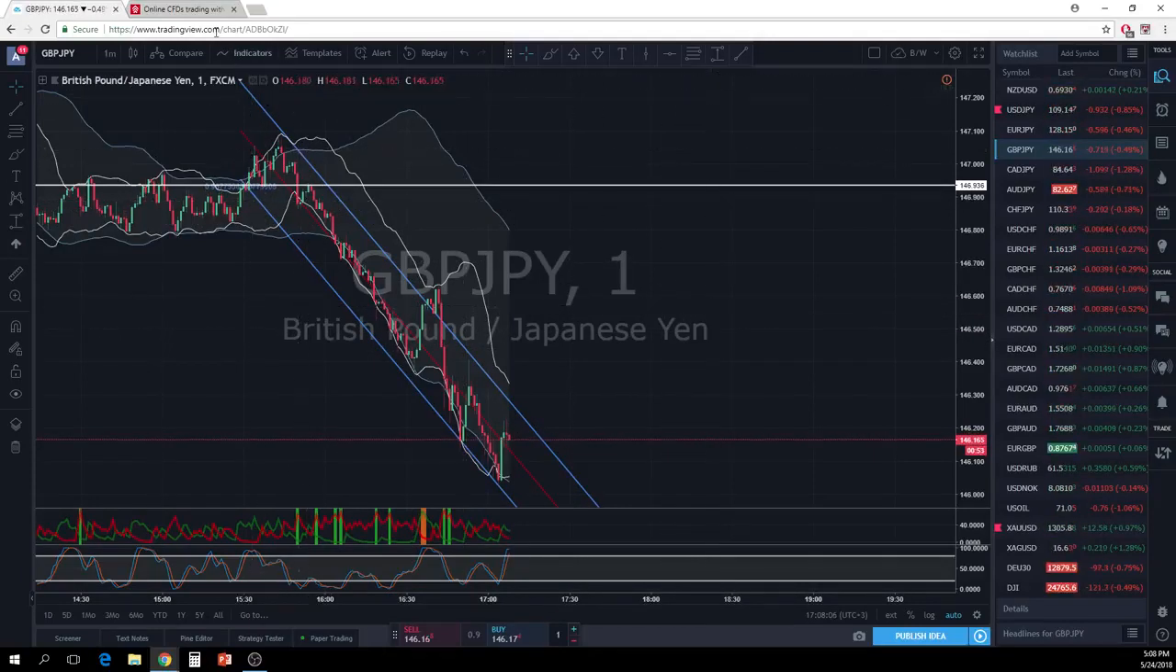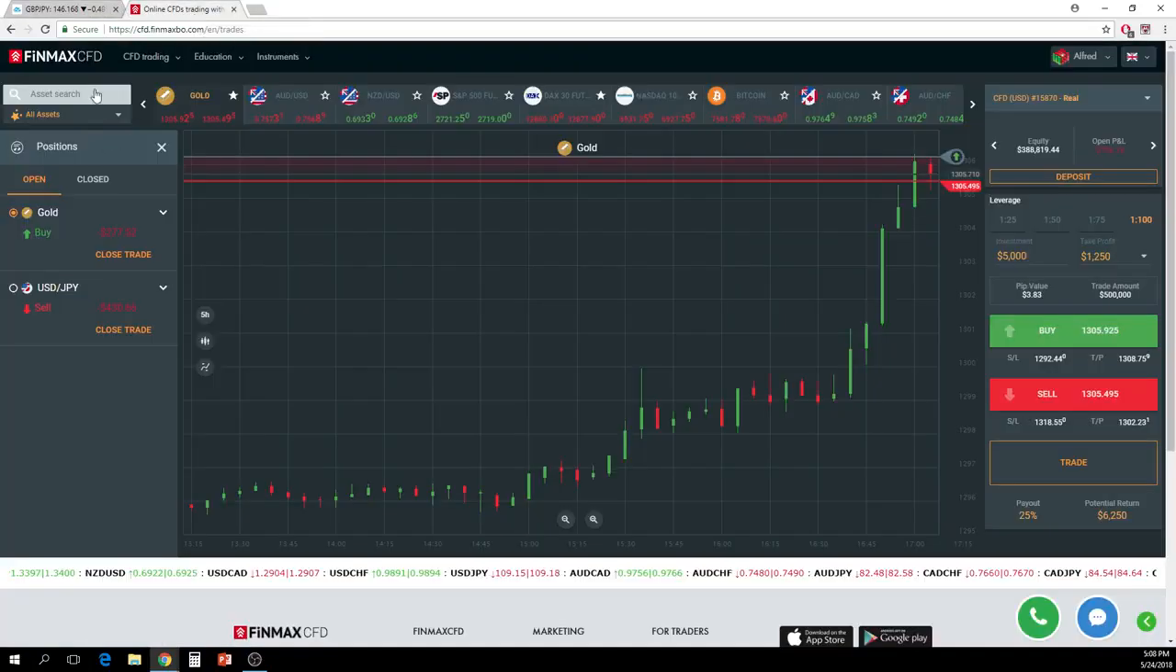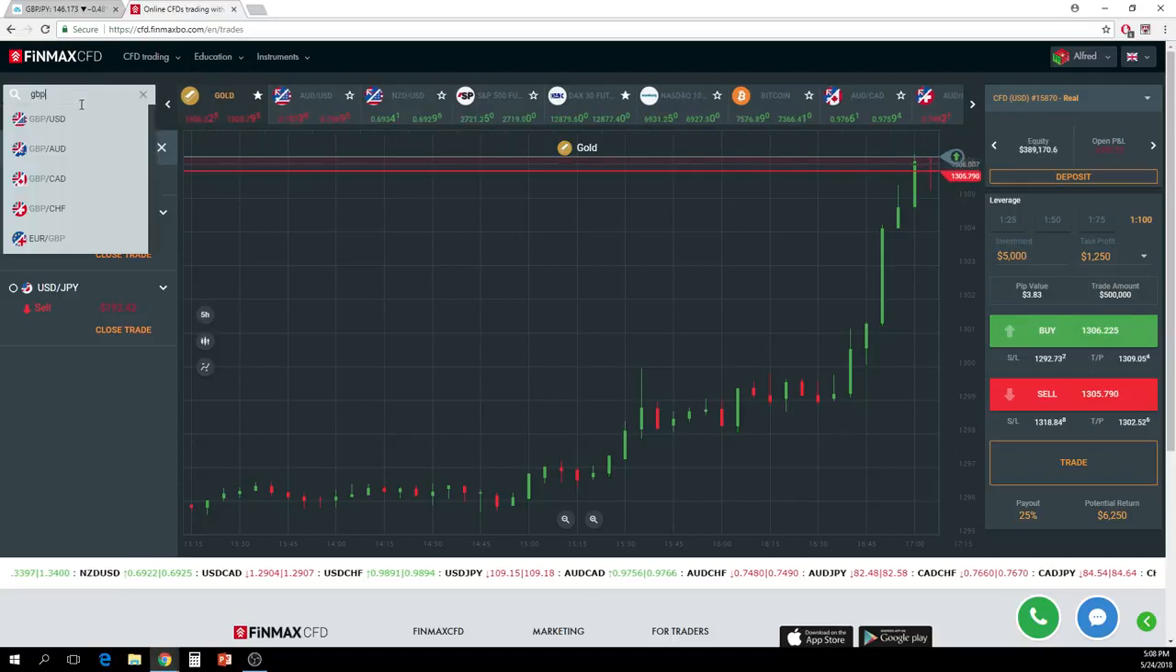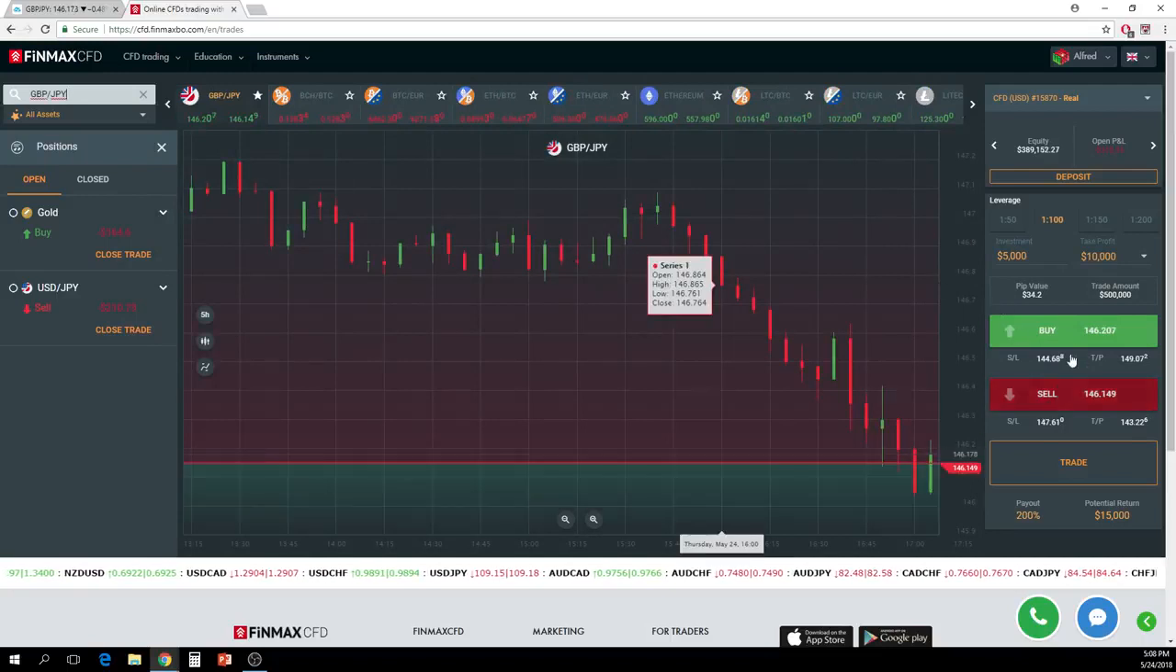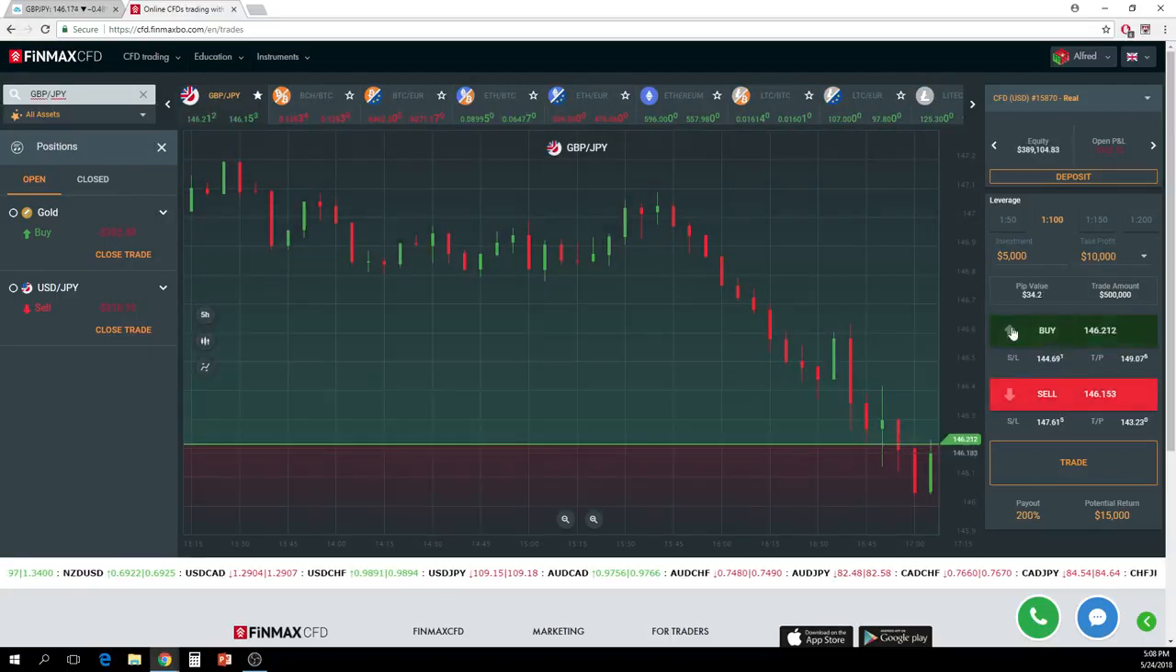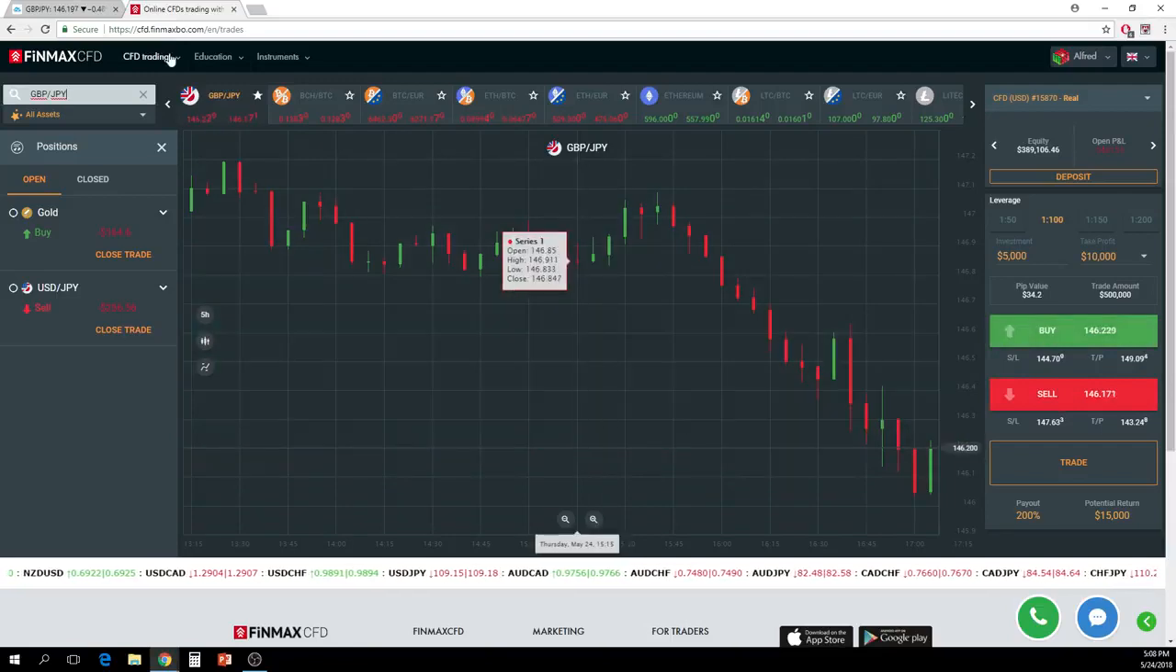Let's see. Actually, we can take a look at the British pound Japanese yen right now and see where it is. Potentially a good position. Let's take a quick look. Okay, interesting.